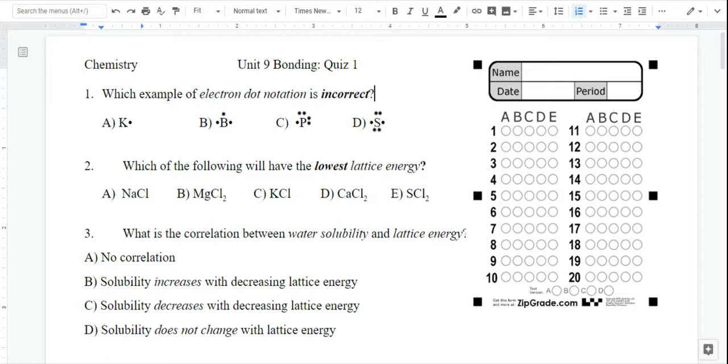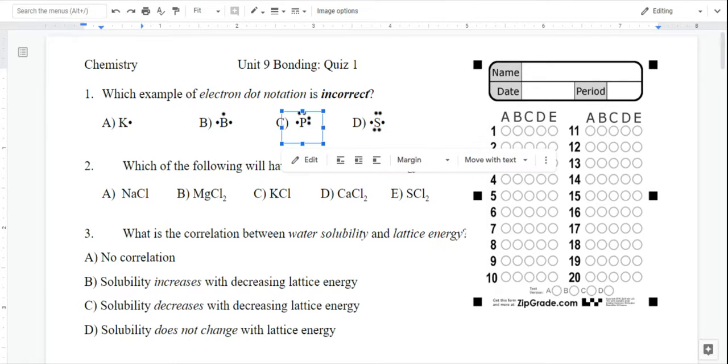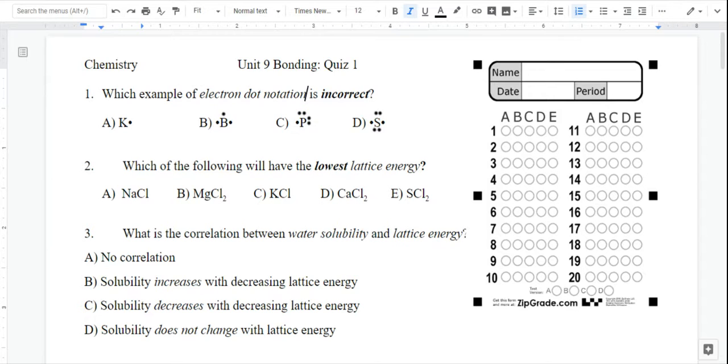Number one, what is the correct electron dot notation, or which one is incorrect? The big thing here is first you need to know how many valence electrons each has. Alkali metals get one, elements in group 3A get three, elements in group 5A get five, and elements in the oxygen family get six. So the number of dots is fine for each of them. But then the other thing we need to remember is Hund's rule. Electrons spread out where each side is a separate orbital, and before there's any doubling up, they're going to spread out.